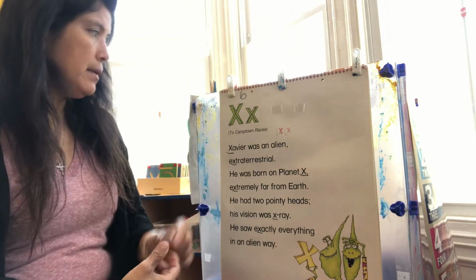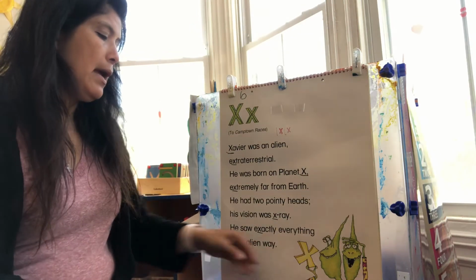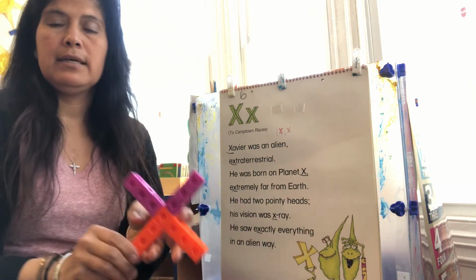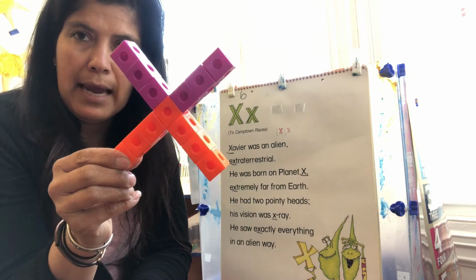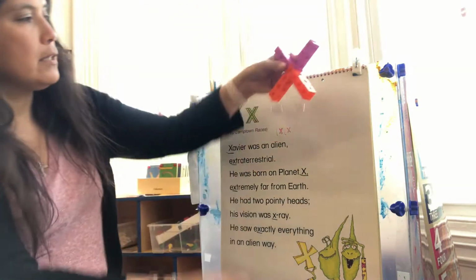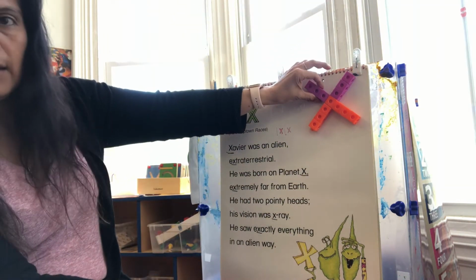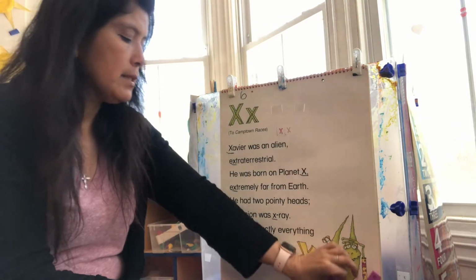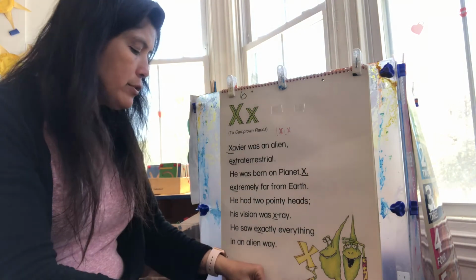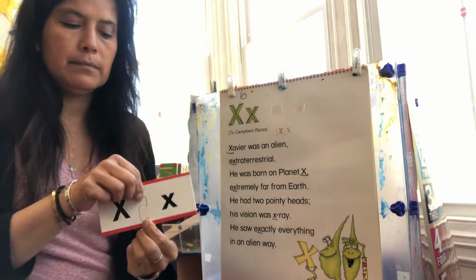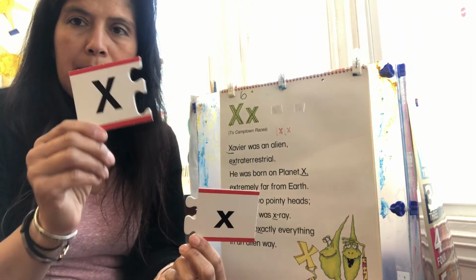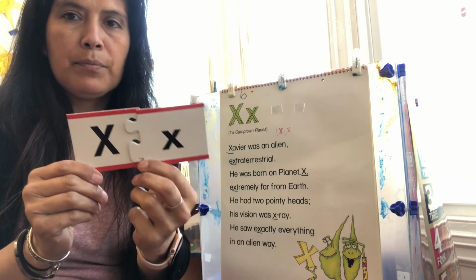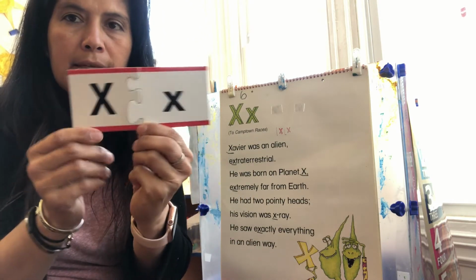And you can stamp it, you can write it, and then you can build it. I build the X with these cubes. And you can see two lines this way diagonally, they make the letter X. So I build that, and then I want to show you, I found a puzzle. This is your uppercase X, and then you put the other one next to it, and that's your lowercase.